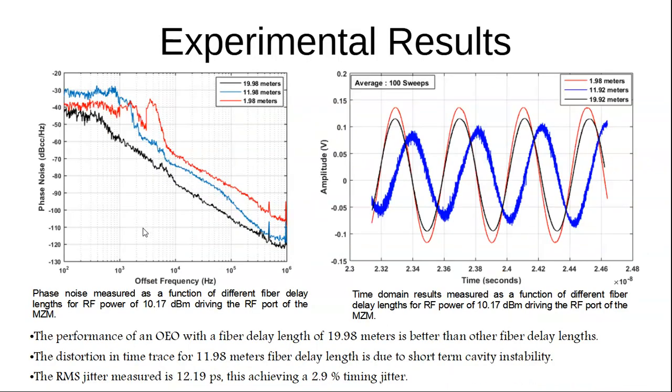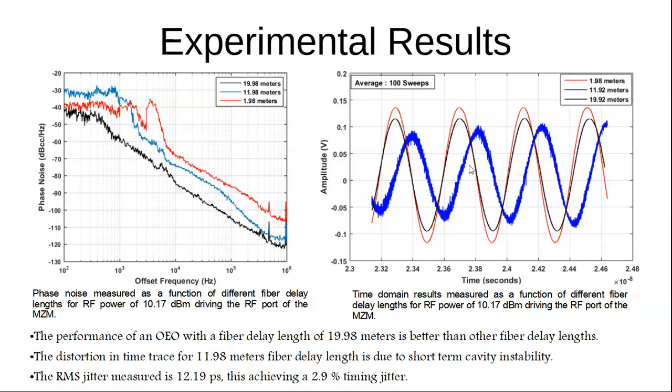The left plot shows the phase noise measured as a function of different fiber delay lengths for an RF power of 10.17 dBm, and the right plot shows the time domain results measured for different fiber delay lengths for an RF power of 10.17 dBm. As you can see in the left plot, the phase noise is better at 19.98 meters compared to other fiber delay lengths.